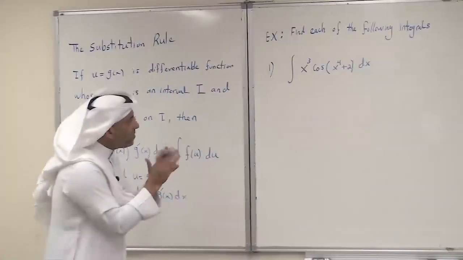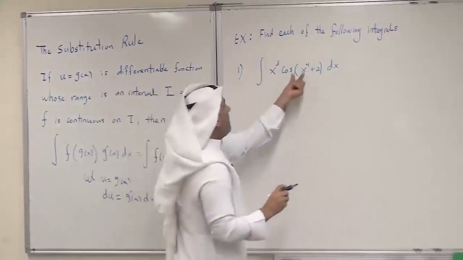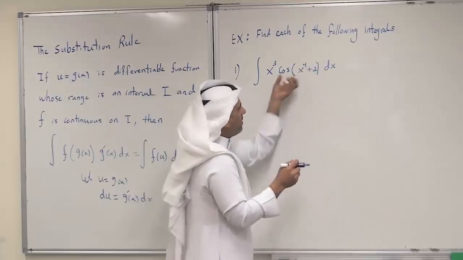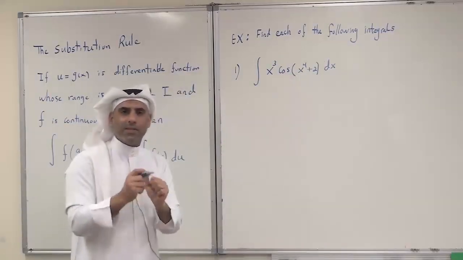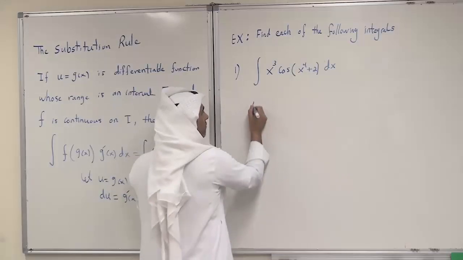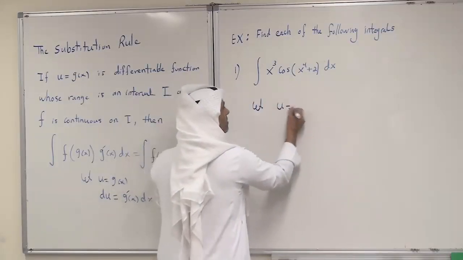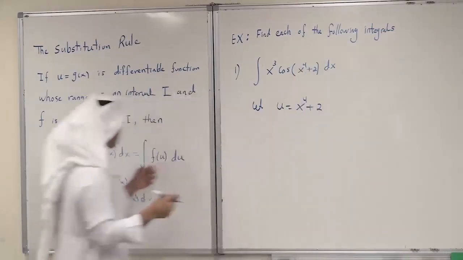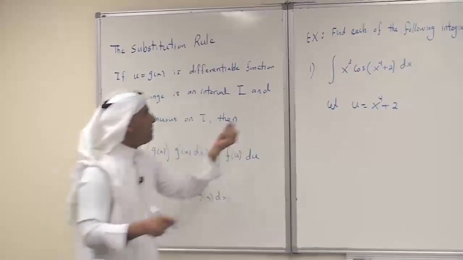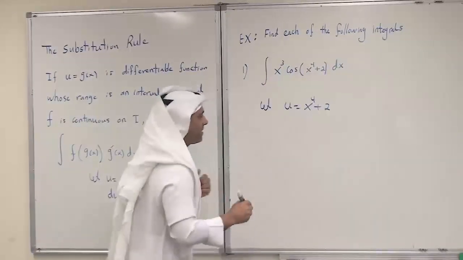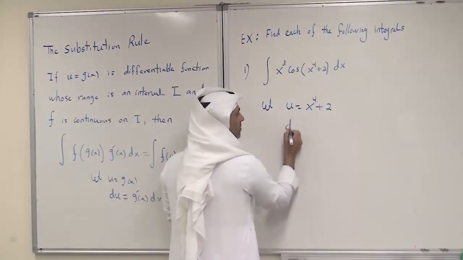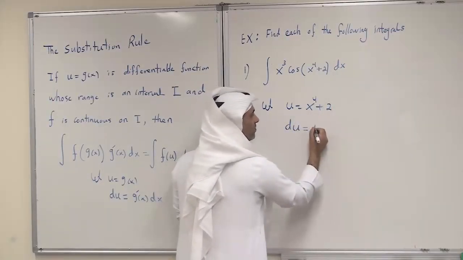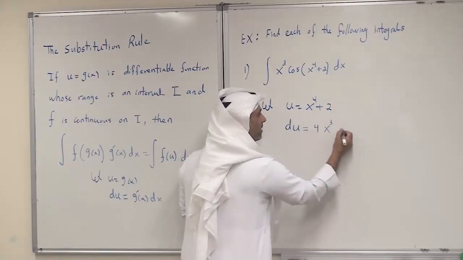Okay, we try to think. If we make x to the 4 plus 2 equal to u, for example, do we have its derivative, or at least a constant multiple of its derivative? The answer is yes. If we let u equal to x to the power 4 plus 2, you can see here x to the 4 plus 2 plays the role of g of x, so we have cosine of g of x. What is the differential du equal to? du simply is the derivative of this times dx, so that is 4x cubed multiplied by dx.